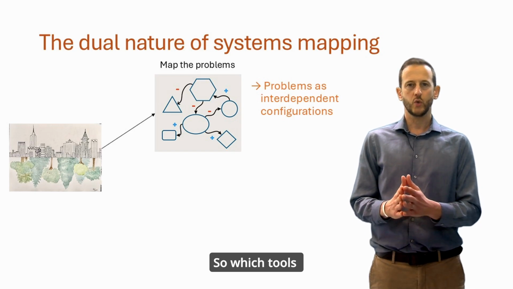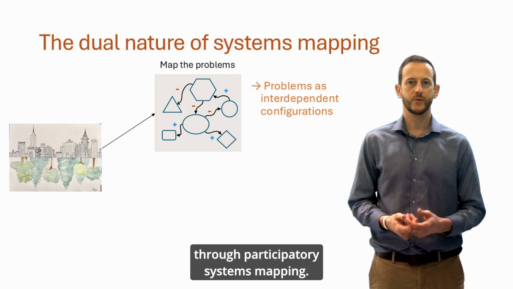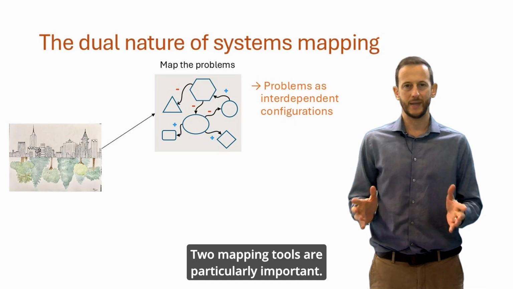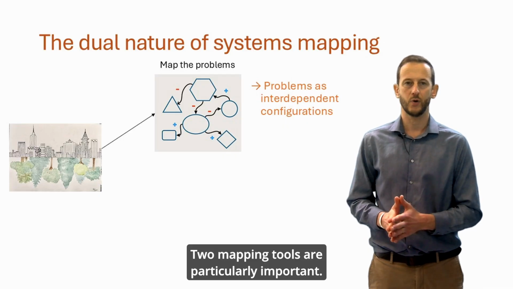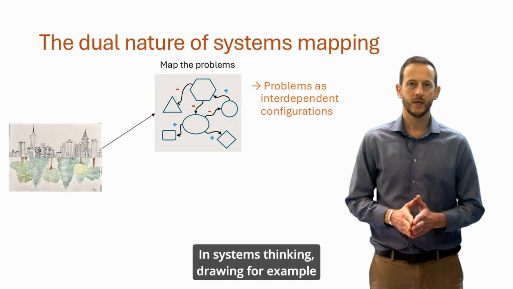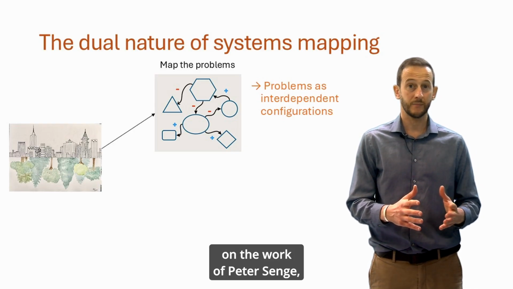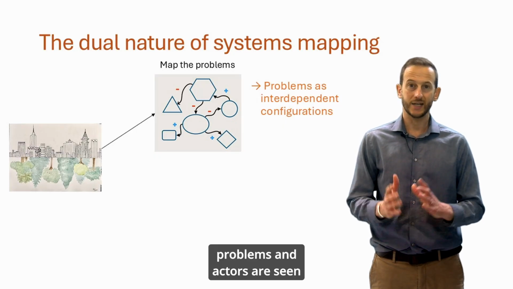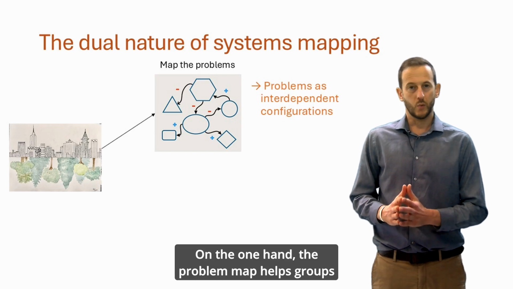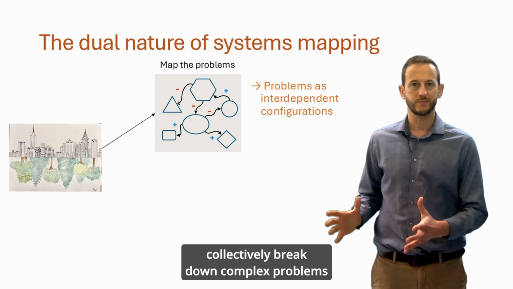So, which tools do we need when tackling complex problems through participatory systems mapping? Two mapping tools are particularly important. First, a problem map, and second, an actor map. In systems thinking, drawing, for example, on the work of Peter Senge, problems and actors are seen as two sides of the same coin.